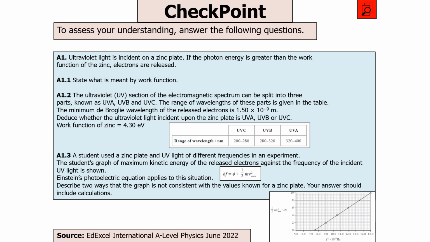The student's graph of maximum kinetic energy of the released electrons against the frequency of the incident UV is shown. Einstein's photoelectric equation applies to the situation. Describe two ways that the graph is not consistent with values known for a zinc plate. Your answer should include calculations. So pause the video now, then unpause the video when you want to go through your answer.